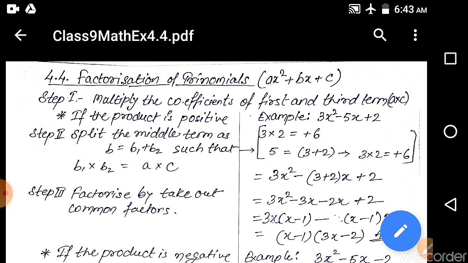Now come to the topic. As we were in the topic factorization, we have completed up to exercise 4.3. Now we will start exercise 4.4. This is the topic factorization of polynomials. See, factorization of trinomials it is.